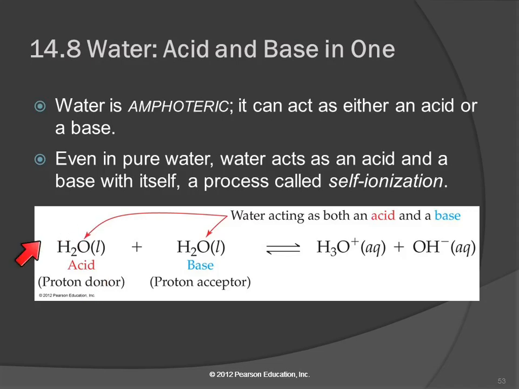So this water molecule can say, well, I feel like I'm an acid today, and I'm going to donate a proton to that guy who feels like he's a base today. And then we end up with a hydronium ion and a hydroxide ion. This is called self-ionization. It ionizes with itself. It happens to a very, very small degree.